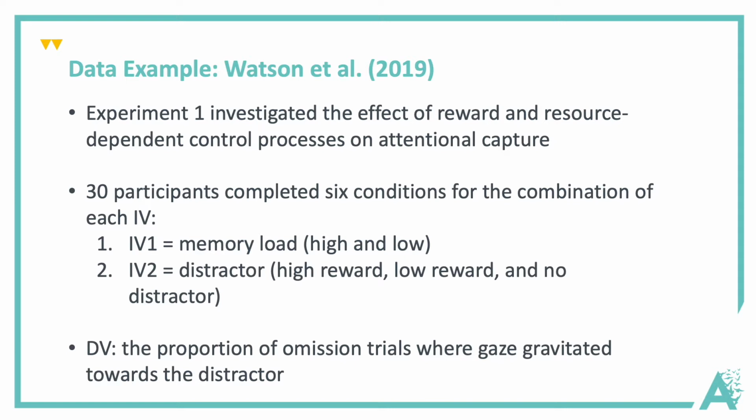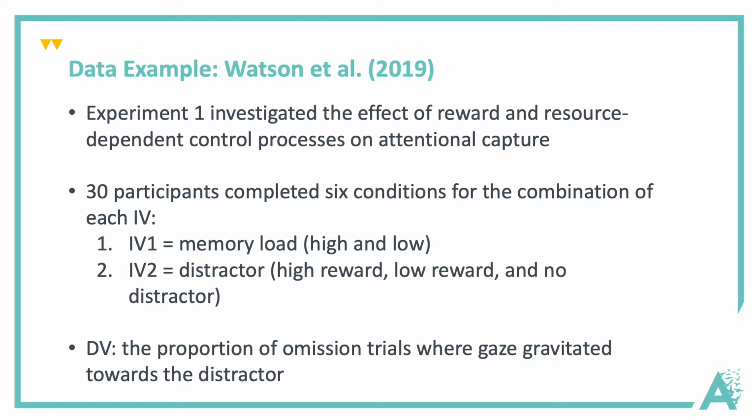Depending on the condition, one of these other shapes was either blue for high reward, orange for low reward, or grey for no reward. In addition, working memory was manipulated by presenting participants with either 5 numbers for high memory load or 1 number for low memory load. After completing the visual search task, the participant had to recall one of the numbers. This means we have 2 independent variables, working memory with 2 levels, high and low, and distractor with 3 levels, high reward, low reward, and no distractor.